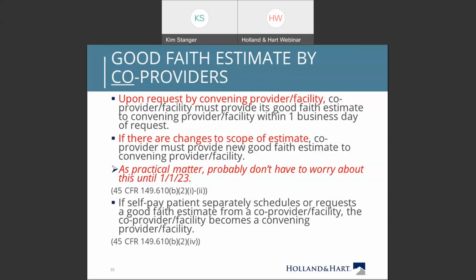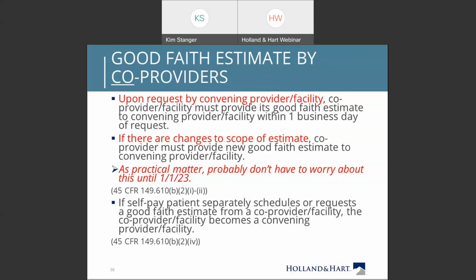Well, under the rules, co-providers, remember the convening provider has to contact the co-provider within 1 business day in order to get the co-provider's estimate. And under the rules, upon receiving that request from the convening provider or facility, the co-provider has to provide its good faith estimate to the convening provider or facility within 1 business day of the request. If there are changes to the scope of the co-provider's estimate, the co-provider must provide a new good faith estimate to the convening provider or facility.